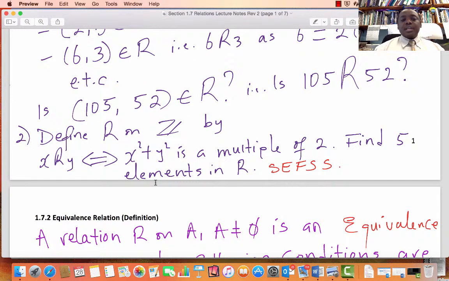Example 2. Define the relation R on the set of integers by x related to y if and only if x squared plus y squared is a multiple of 2, i.e. x squared plus y squared equals 2k, where k is an integer. Find 5 elements in R. I'll leave this second one as a simple exercise for serious students.